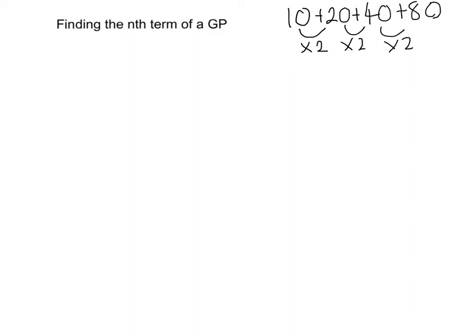Okay, so let's start generalising. The first term here is referred to as A, and sometimes I call the first term U1. And then how do I get the second term?